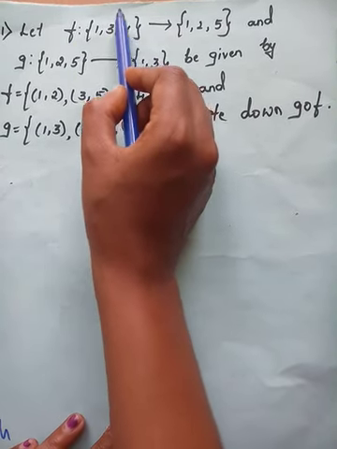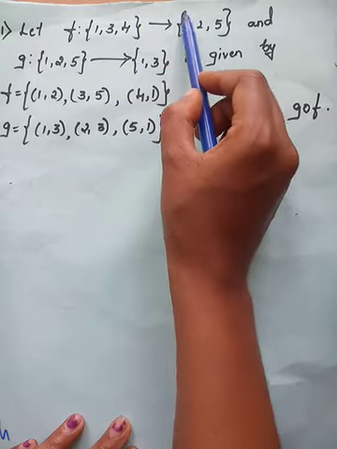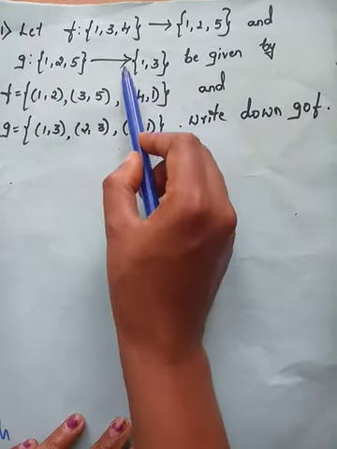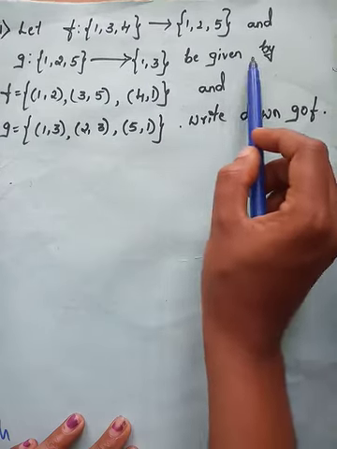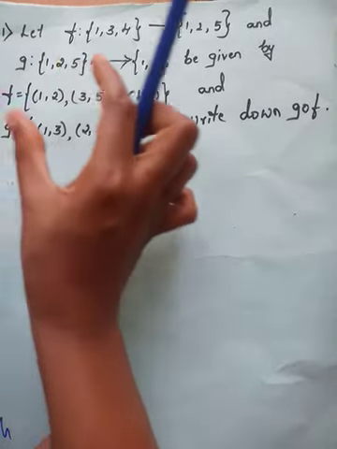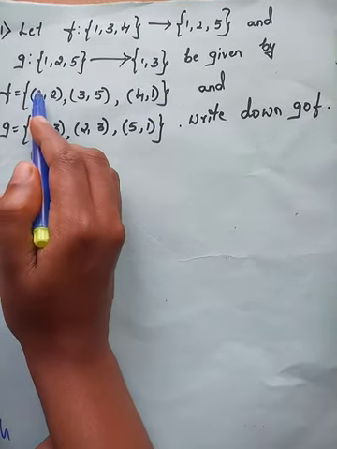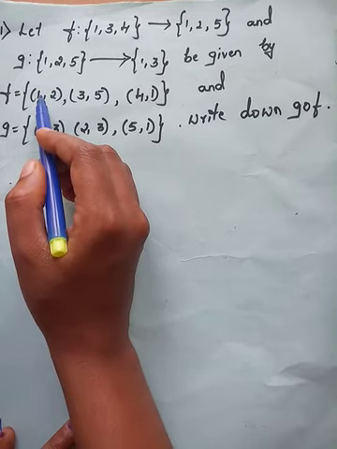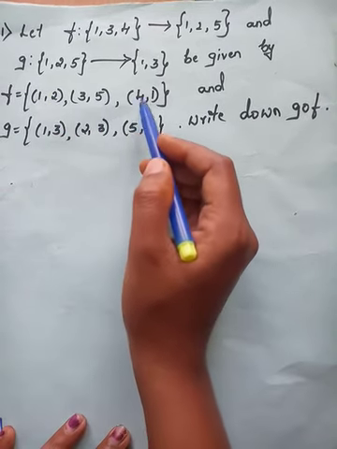So what is the domain of F? This is the domain of F and this is the codomain. Similarly, this is the domain of G and this is the codomain. Okay, and what they have given for F, what kind of function will it be? They have given it in the form of ordered pairs. So F contains the ordered pairs (1, 2), (3, 5), (4, 1).